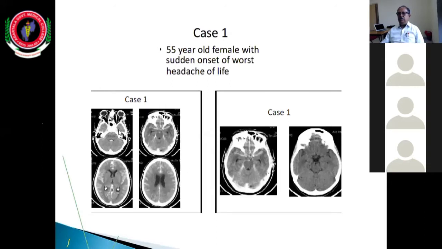Now, these are a few CT scan images at different levels. In these, you can see hyperdense areas along the subarachnoid spaces. This is the subarachnoid space. So, hyperdense areas along the Sylvian fissures, falx cerebri, and the sulci and gyri of the cerebral hemisphere are suggestive of subarachnoid hemorrhage. This is also another case showing acute subarachnoid hemorrhage.